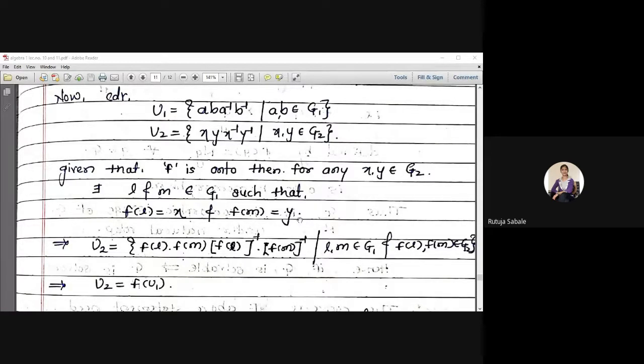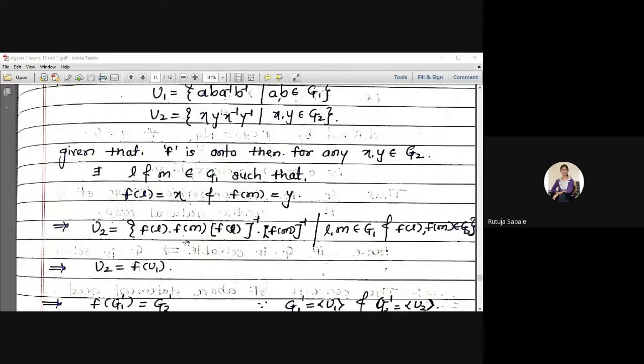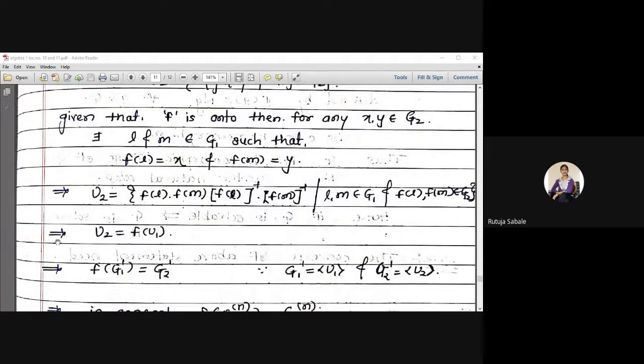We assumed this. Now, it implies that U2 is equal to what? What is x? f of l. What is y? f of m. What is x inverse? f of l inverse. What is y inverse? f of m inverse. l, m belong to G1, f(l), f(m) belong to G2, which implies that U2 is nothing but the image of the whole U1.